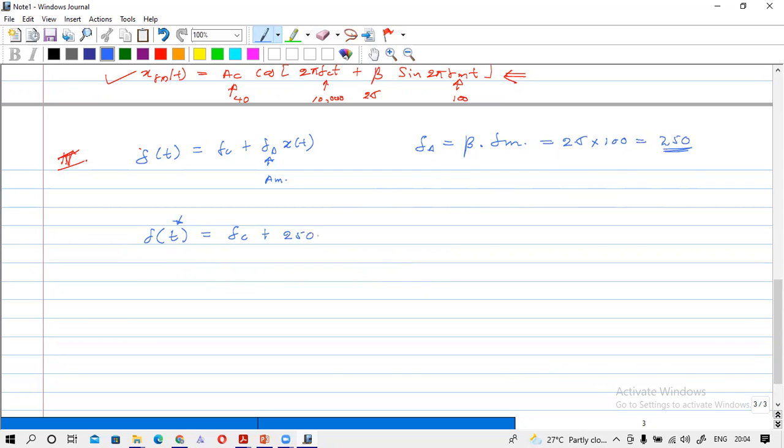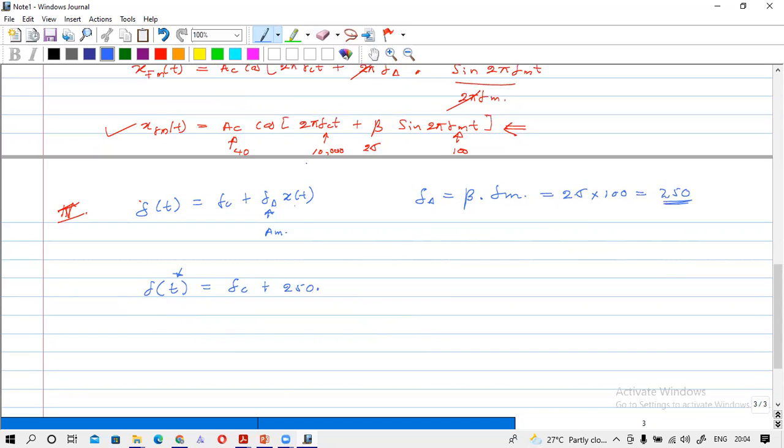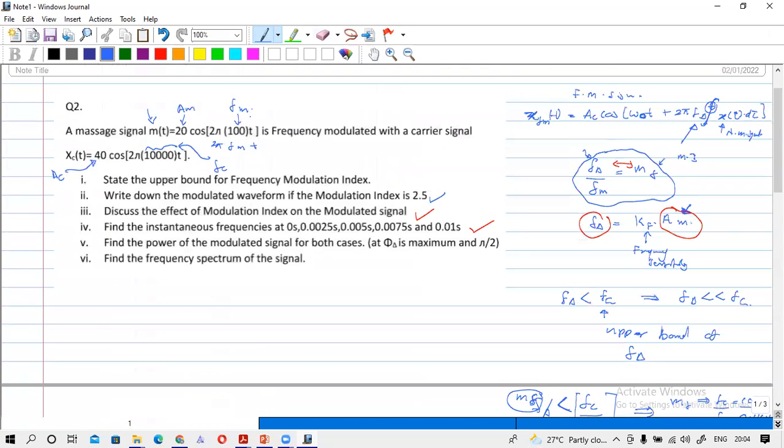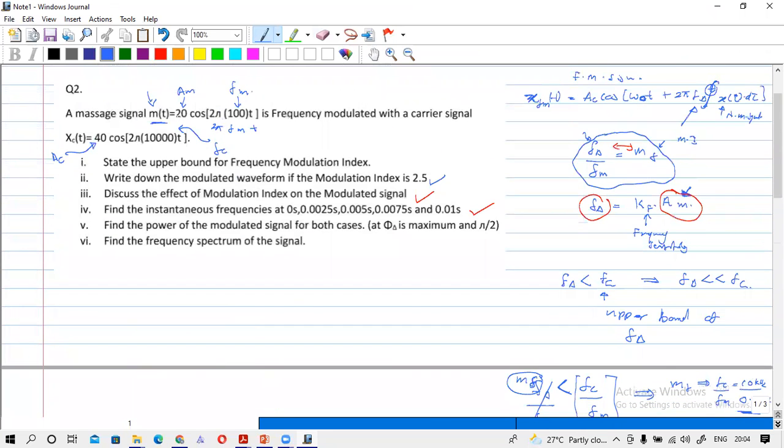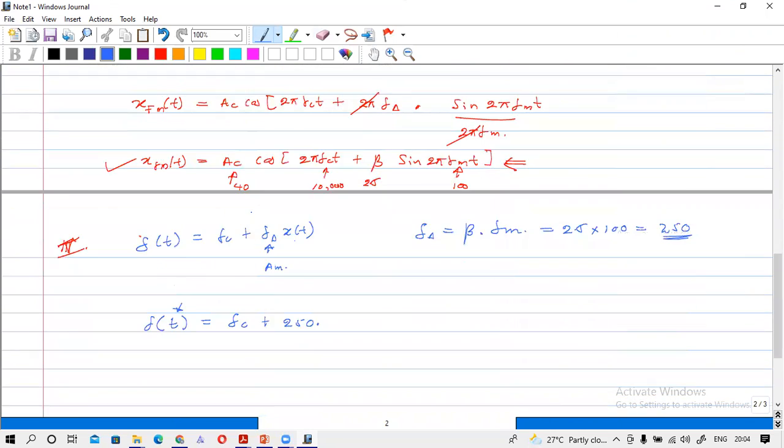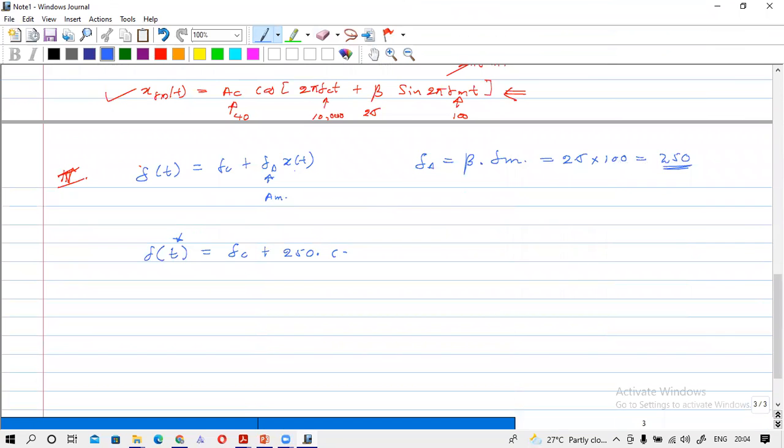So I put 250 here in place of x(t). This is our x(t), the message signal, represented here as m(t). It is 20 cos 2500t. I have to ignore this Am part because Am is already there. So only cos 2500t should be here. And this is 10,000.